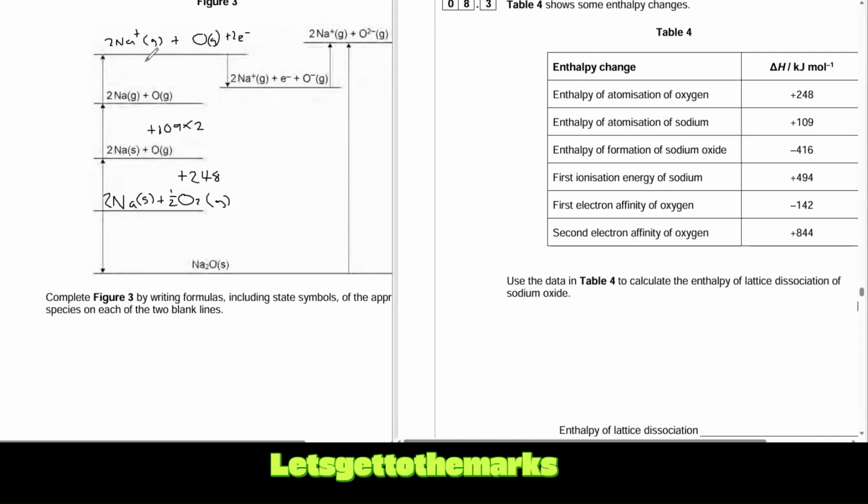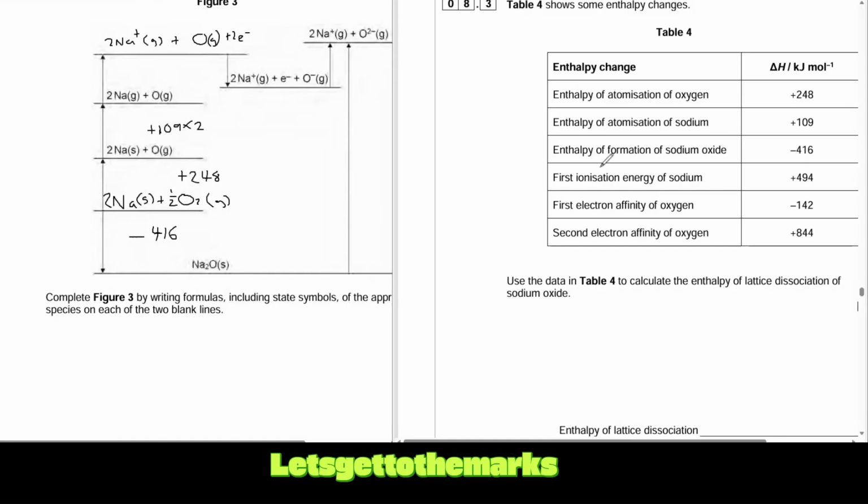All right, let's look at the next one. Oh, it's not in order. The enthalpy of formation of sodium oxide is minus 416. So that's down here. So how do I know this is the enthalpy of formation of sodium oxide? All you've got to do is use your definitions that you've learnt off by heart or on revision cards: the formation of 1 mole of a compound from its elements in their standard states. And that is minus 416.